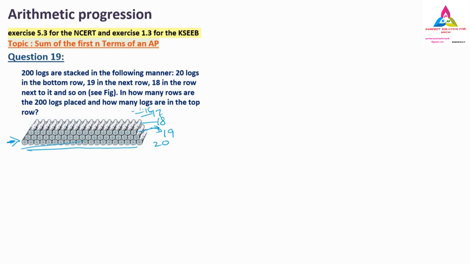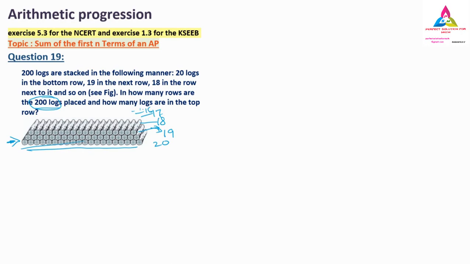But they have given only 3 rows in the figure. There are so many rows that they have not given in the picture. So there are totally 200 logs, meaning it is not starting from 20 to 0. It is starting from 20, but the ending we don't know. First bottom row we have 20, next 19, 18, 17, it will continue, but till how much they have not mentioned, because they have given only that there are 200 logs.